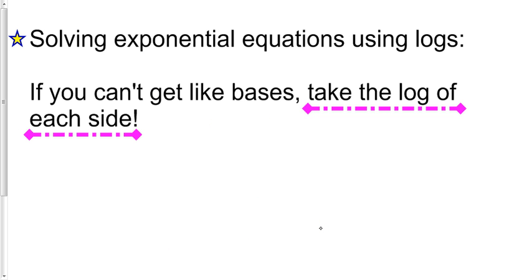Okay, now the second half of this section is solving exponential equations using logs. The exponential equations, remember, are the ones that had the variable in the exponent. In section 9.1, we had to get like bases on each side of the equation, and then we could set the powers equal. But what if you can't get like bases? Well, then you're going to take the log of each side. Let me show you an example.